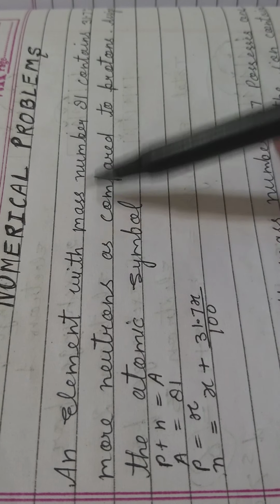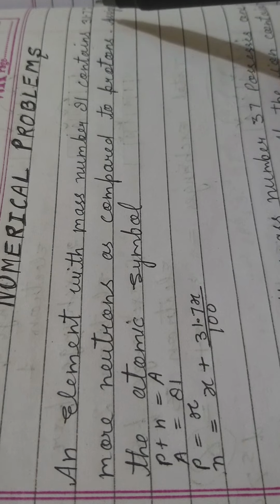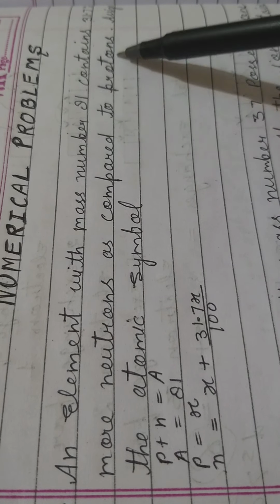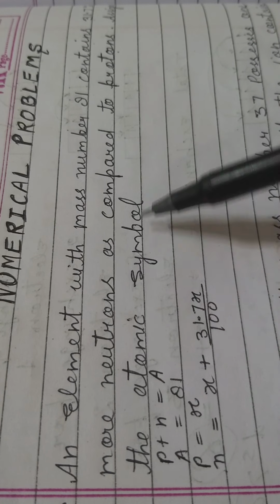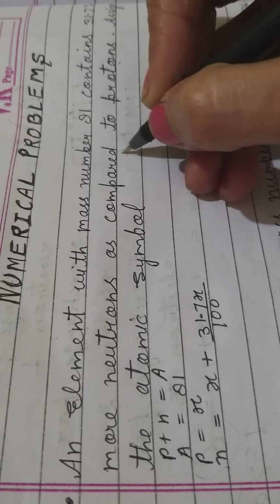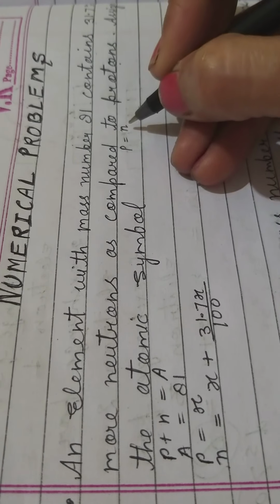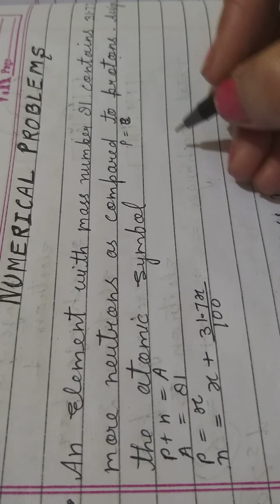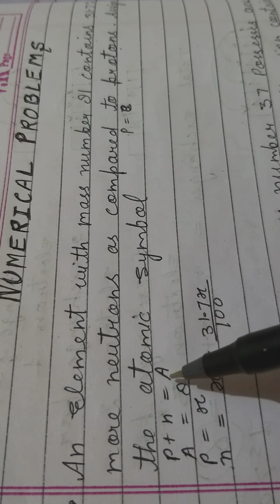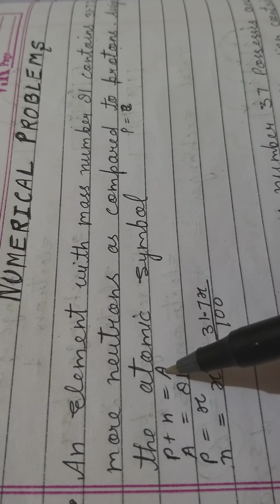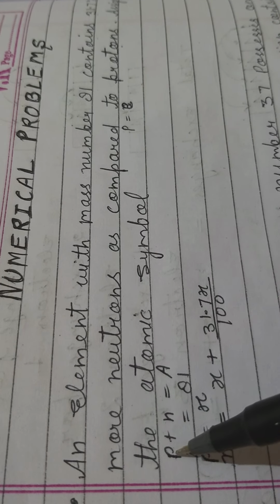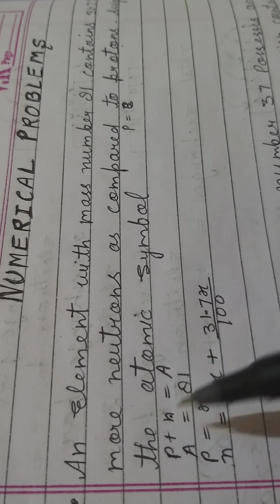An element with the mass number 81 contains 31.7% more neutrons as compared to protons. Assign the atomic symbol of the element. So here you have to understand that most probably the number of protons equals the number of electrons. Okay, that we know. And the formula for the atomic mass, which we represent with the symbol A, is A equals P plus N, the sum of the number of protons plus the number of neutrons.